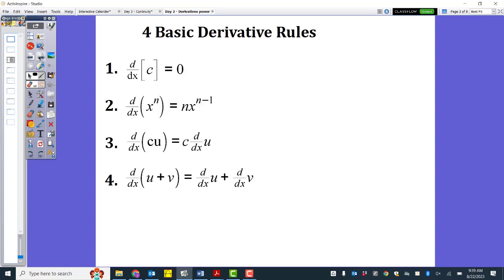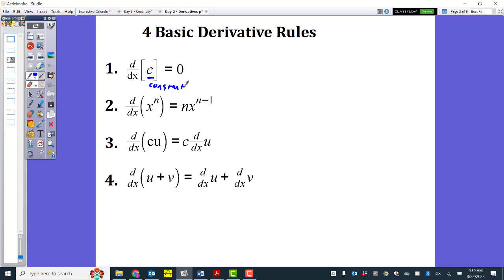We're going to start with our general rules here. The 4 basic derivative rules. The first one, the derivative of a constant. That's what this is referencing. C is a constant here. So the derivative of a constant by itself is equal to 0.